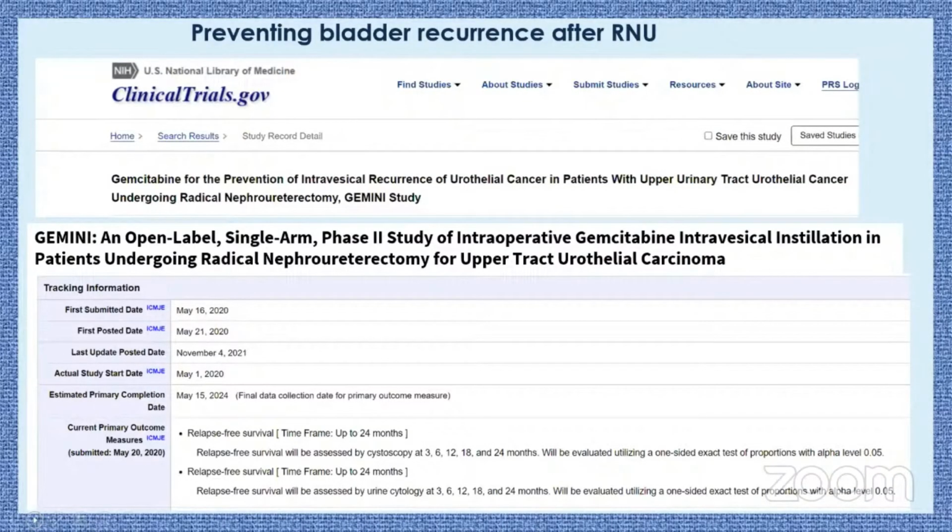There is one study, Gemini, an open label single arm phase 2 study, in which intraoperative gemcitabine intravesical instillation was given in patients who have been treated with radical nephroureterectomy for upper urothelial tract carcinoma, which shows that there is an advantage for prevention of bladder recurrence later on if we use intravesical or intraoperative gemcitabine chemotherapy.